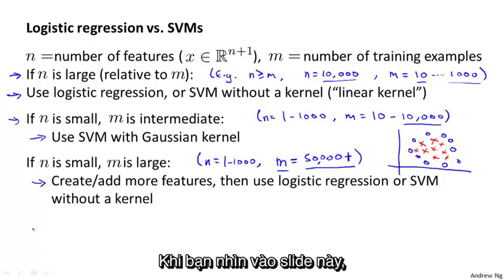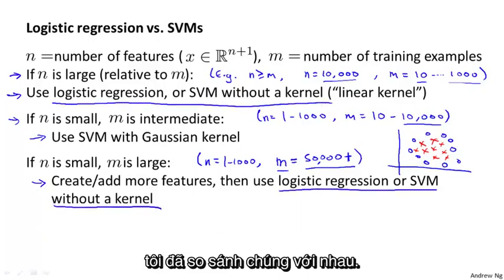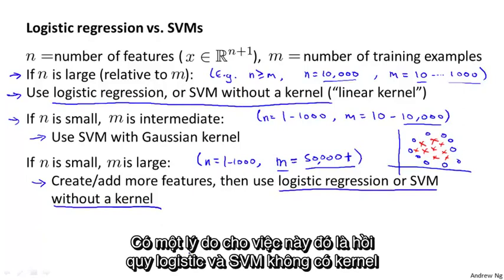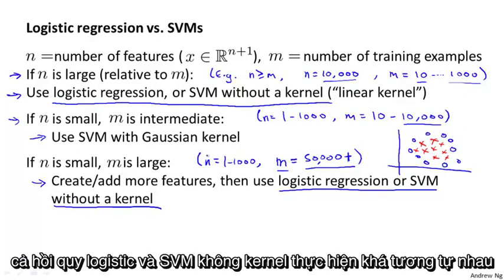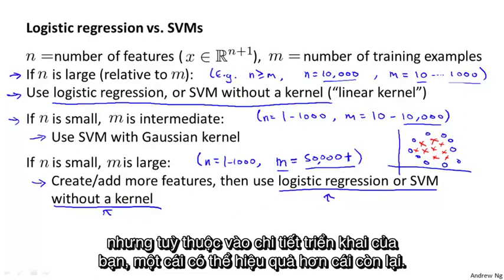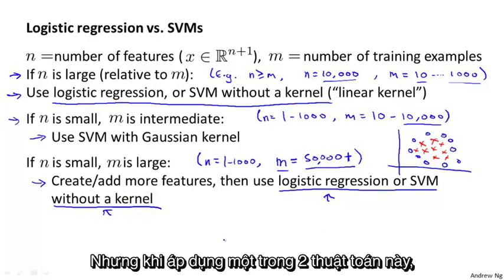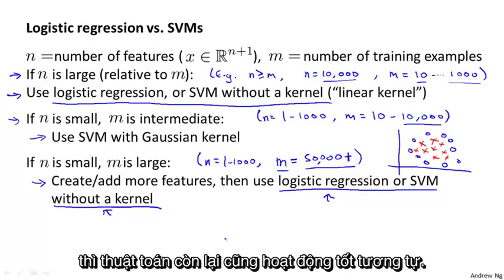And in case you look at this slide and you see logistic regression or SVM without a kernel, in both of these places, I kind of paired them together. Well, there's a reason for that: logistic regression and SVM without a kernel are really pretty similar algorithms. Either one will usually do pretty similar things and give pretty similar performance. But depending on your implementational details, one may be more efficient than the other. But where one of these algorithms applies, the other one is likely to work pretty well as well.